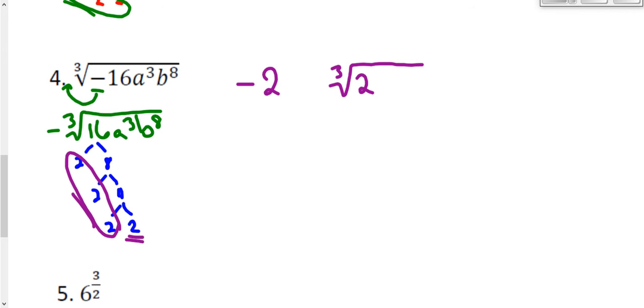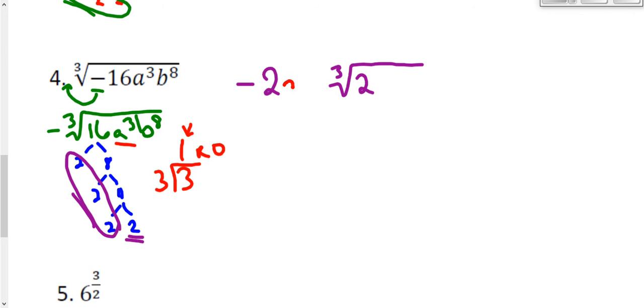I have the variable a here, a cubed. That's a to the 3rd power. I need 3 to take something out of this radical. I can go ahead and bring a out directly. If we use the long division, I have 3 a's inside. I need a group of 3 to bring anything out. 3 goes into itself 1 time with a remainder of 0. So 1a can come out and nothing's left inside.